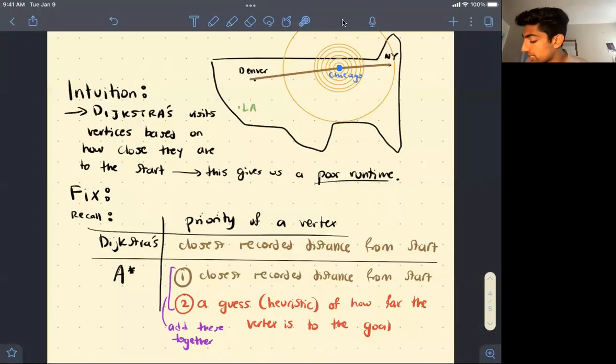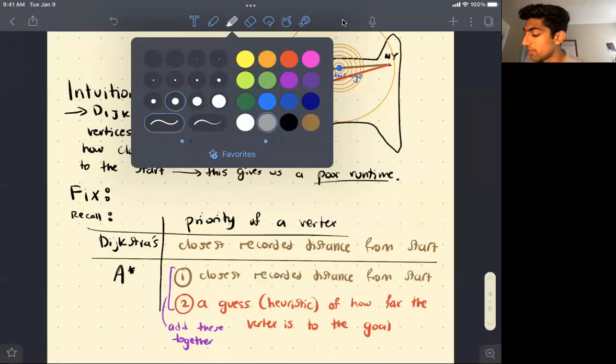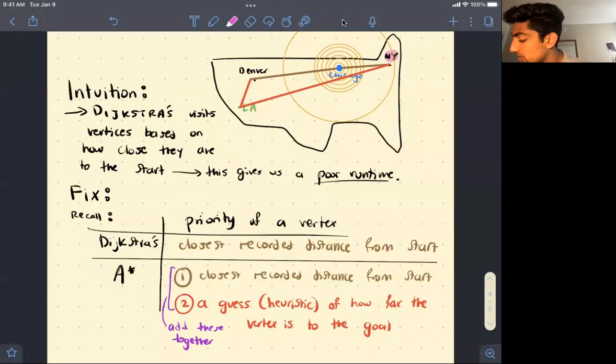Now what we're going to do in A star is add another term, which I like to call a guess or heuristic of how far the vertex is from the goal. So let's say this is my guess for how far Denver is to LA, and this is my guess of how far New York is from LA. If we're considering New York, the priority of New York is the length of that pink highlighted region.